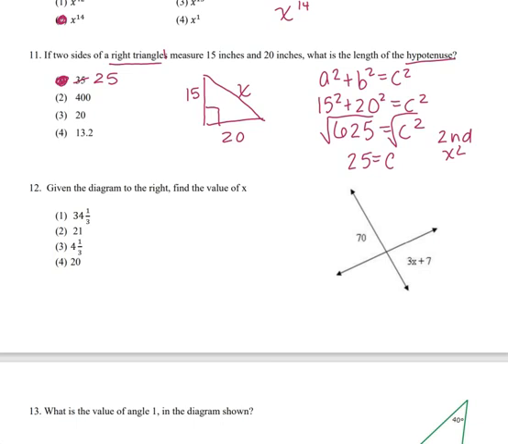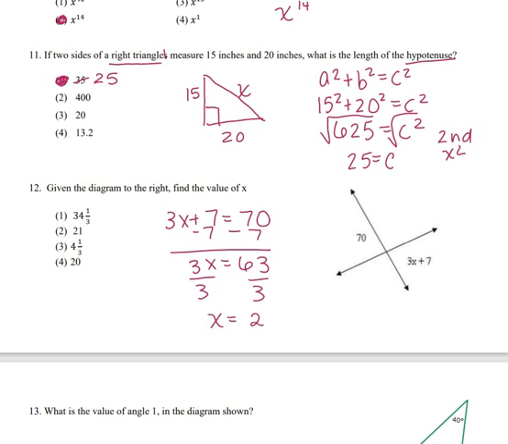For 12, we have two intersecting lines. Now, when we have two intersecting lines, we get vertical angles that are formed. And we need to know that all vertical angles are congruent. So I'm going to take my 3x plus 7 and set it equal to the 70. I'm subtracting 7 over to the other side. 3x equals, from here, I'm going to get 63, divide by 3, divide by 3, and x is going to be 21.